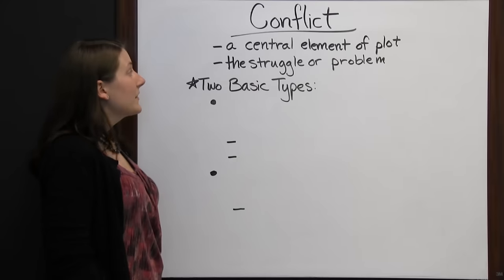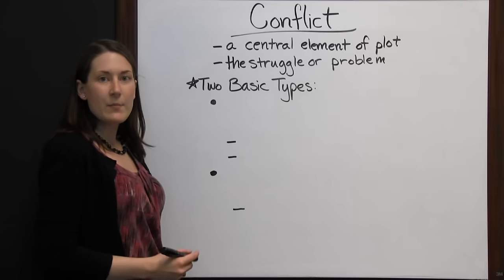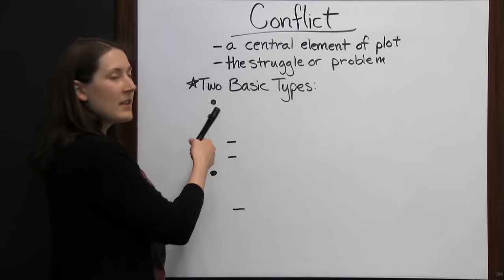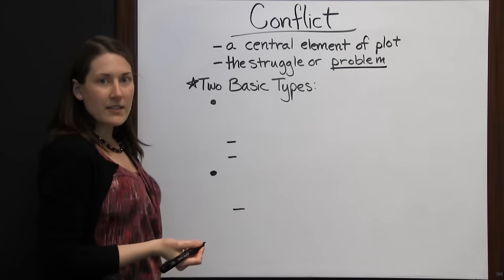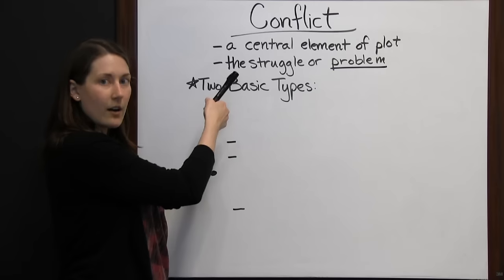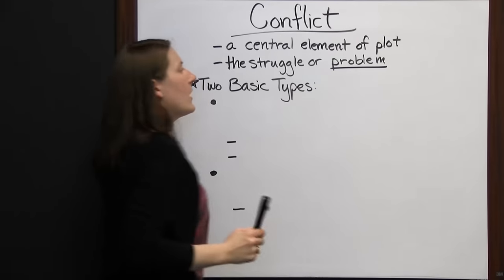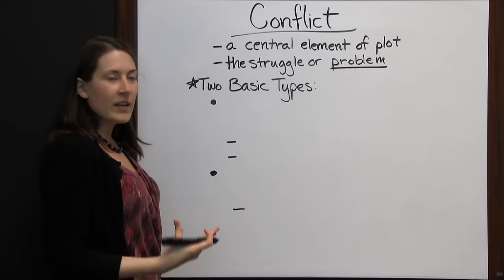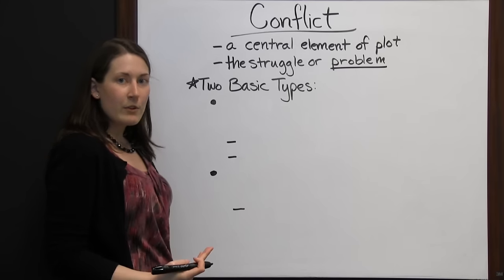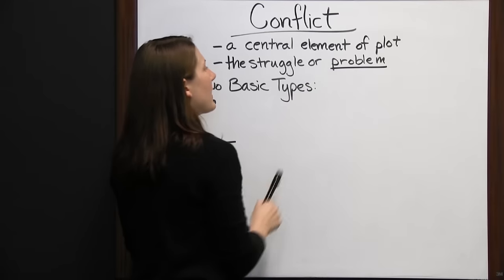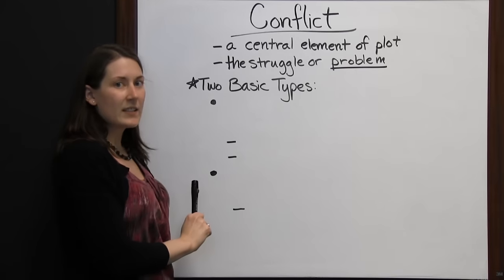Conflict. Conflict is a central element of plot in any piece of literature, and it is going to be the struggle or problem around which the plot centers. So whenever you're thinking about conflict, think about problem. What is the problem in the story? What is it that they're trying to figure out a solution to? What is it that everyone's worried about? That's going to be your main problem or your conflict.